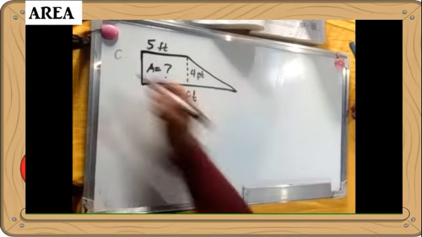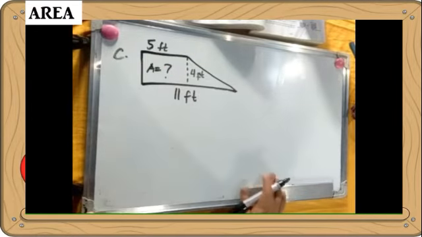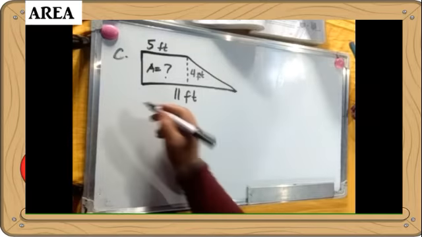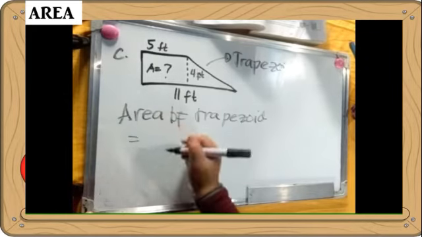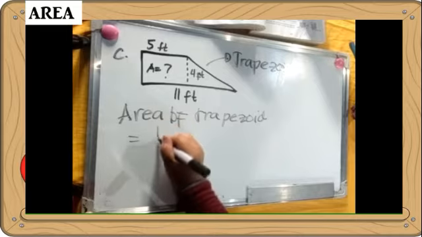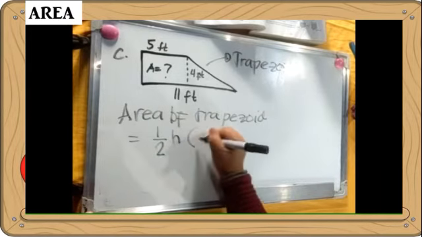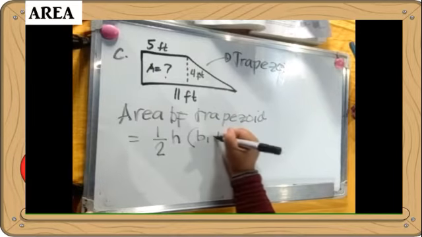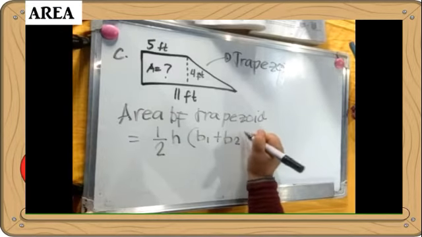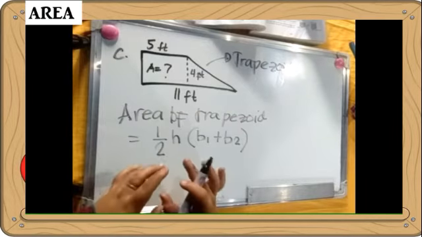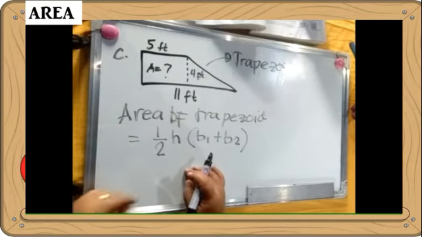Okay, so let us have example letter C. So unsa may tawag ani nga figure class? This is a trapezoid. What is the area of trapezoid? We have 1/2 times height quantity base 1 plus base 2. Okay, so this is the formula of getting the area of trapezoid.